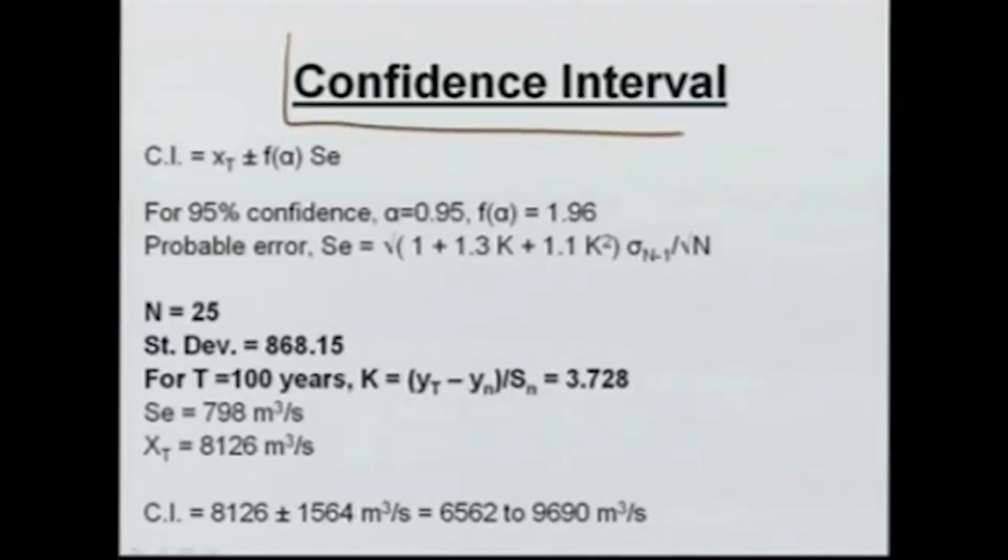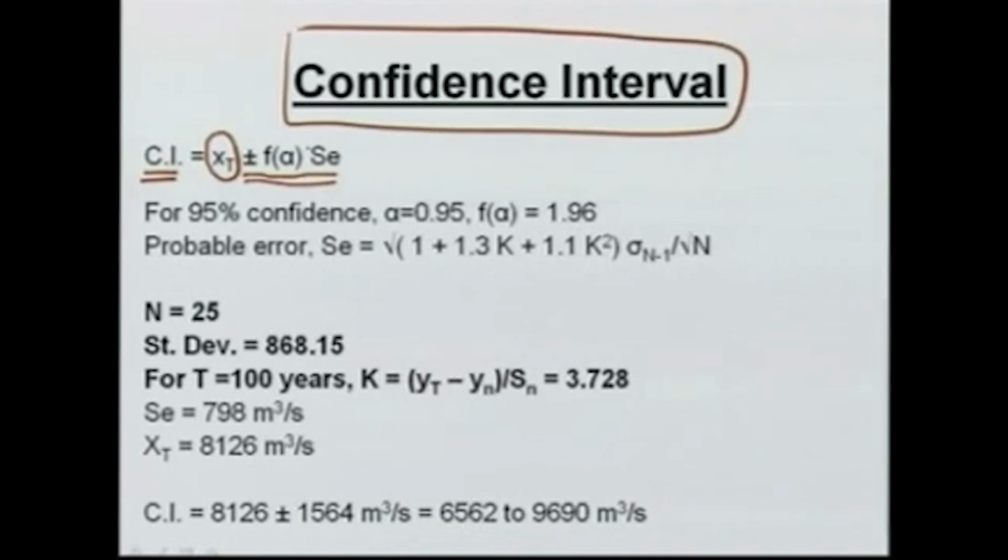In this case, the confidence interval is given as the value we predict for T year return period, and then there is a plus minus. So, there is a range about the mean or the predicted value within which we have a 95% or 80% confidence interval. F alpha is a function of the confidence interval. So, for example, for alpha equal to 0.95, we get F alpha 1.96. There is a table of values alpha versus F alpha, which is again given in various references, and from that we can pick up the value of F for any given alpha.